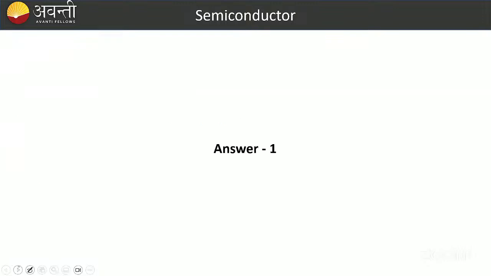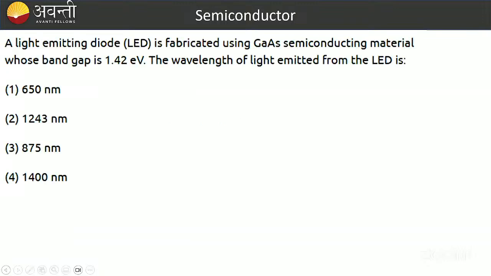Now if I move further, a light emitting diode LED is fabricated using GaAs, gallium arsenide, semiconducting material, whose band gap is 1.42 electron volt. The wavelength of light emitted from the LED is? So for that we know this is the energy band gap, which means this is the energy 1.42 eV, electron volt. 1 electron volt, always remember, is nothing but 1.6 × 10^-19 joule. Okay.